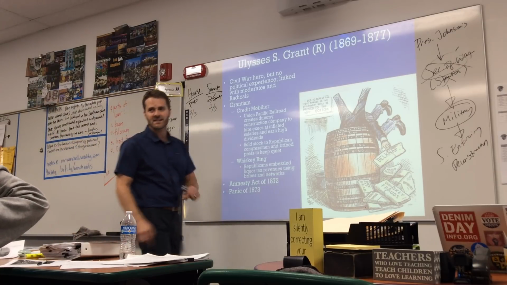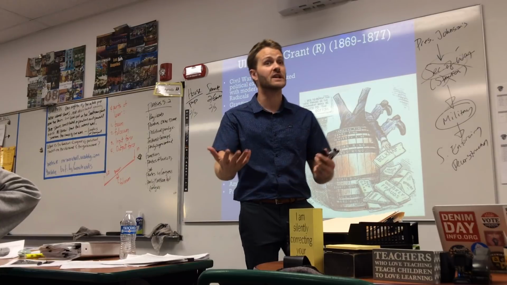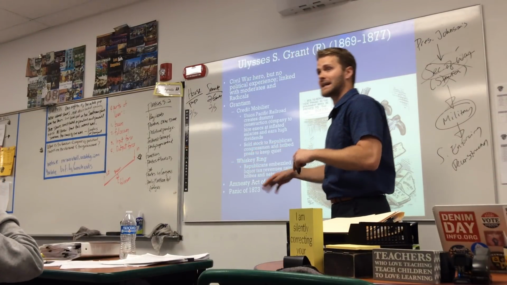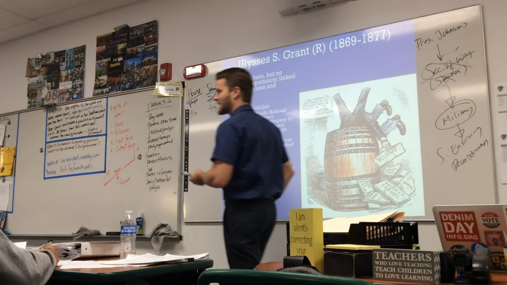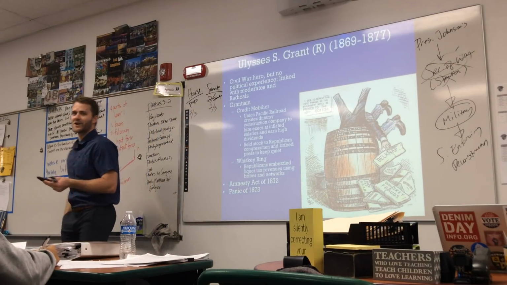Under him, we see the Amnesty Act of 1872, which gives amnesty or forgiveness to former Confederates. That's not good. And also under him, the Panic of 1873. The guy got a rough deal.